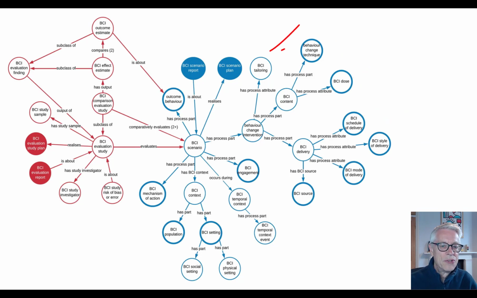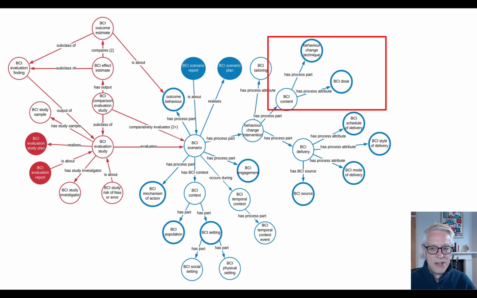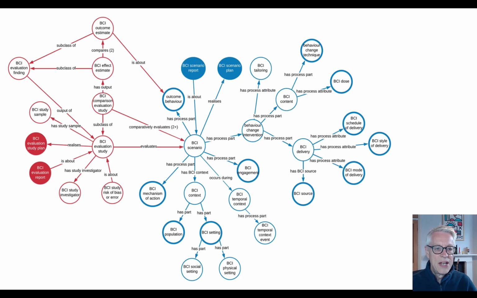The other circles refer to things that we're working on and will complete at a future date, or which we don't need to have a component ontology for as they are because we've got component ontologies for the bits that make them up. For example, where we have BCI content, we've got component ontologies that describe the two aspects of that, which are the behavior change techniques and the dose. So let's just have a quick look at the component ontologies and list them one by one.